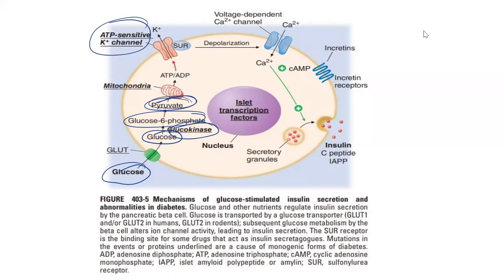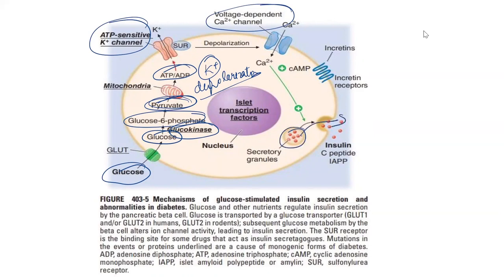The ATP produced in this process inhibits these ATP sensitive potassium channels. Now, since this ATP sensitive potassium channel is inhibited, there is an increase in potassium in the cell, leading to depolarization. This depolarization would now open voltage dependent calcium channels, leading to influx of calcium into the cell, and this leads to release of the secretory granules containing insulin. So this is how insulin is secreted.